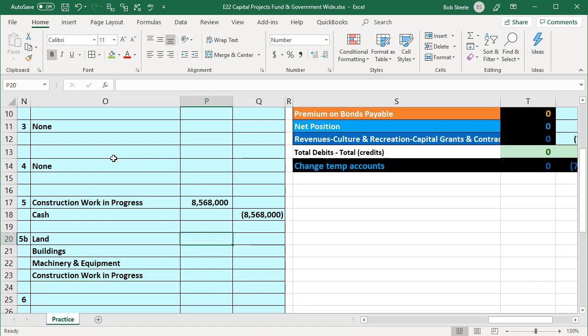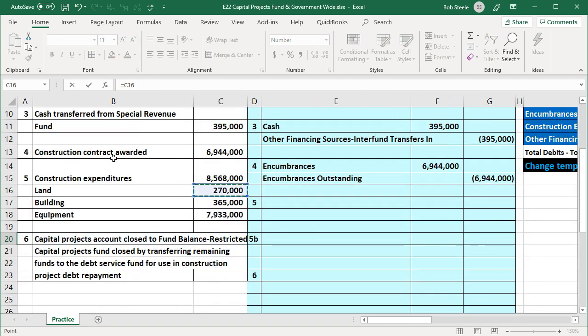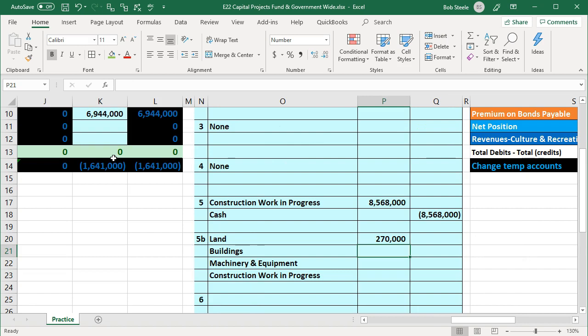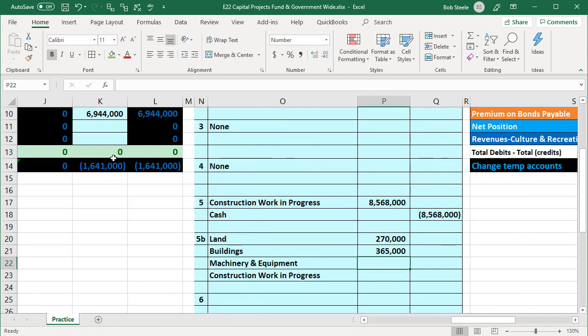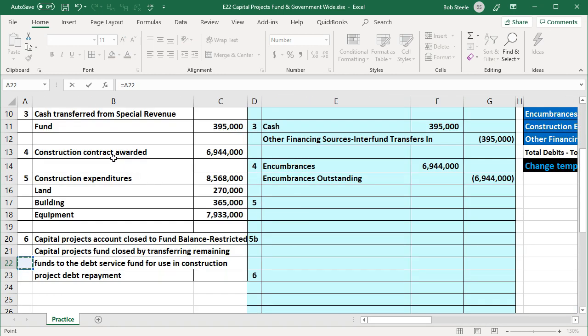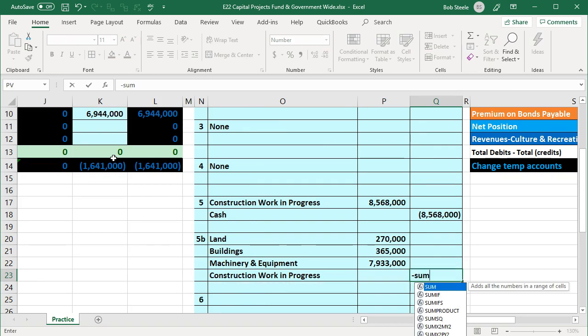We are in P20 equals. We're going to scroll to the left to pick up that land. That's going to be the 270 and enter. Then we're in P21 equals. I'm going to scroll to the left and we're going to pick up the 365, enter. And then we're in the machinery and equipment equals, scrolling to the left, and we want to pick up the equipment and enter. Then we have the negative sum or the plug formula on the other side of things.